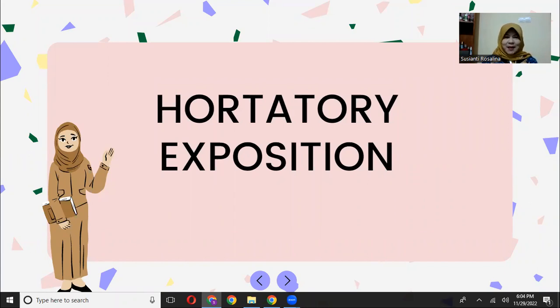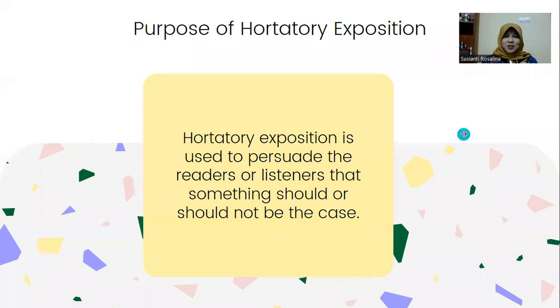Now we're going to talk about hortatory exposition text. A hortatory exposition text is a type of spoken or written text that is intended to persuade readers or listeners that something should or should not happen or be done. Therefore, the social function or the purpose of hortatory exposition text is to persuade the readers or listeners that something should or should not be the case.